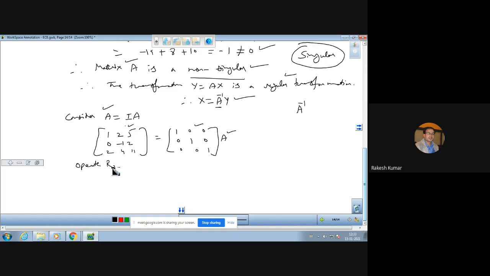So for this you need to operate R3 minus 2R1, and it comes out to be 1 2 5, 0 minus 1 2. This is 0 now, and this also comes out to be 0. This comes out to be 1. Now you see, after operating this, you are getting two elements as 0, and in this you will also operate. This comes out to be -2 0 1 into A.